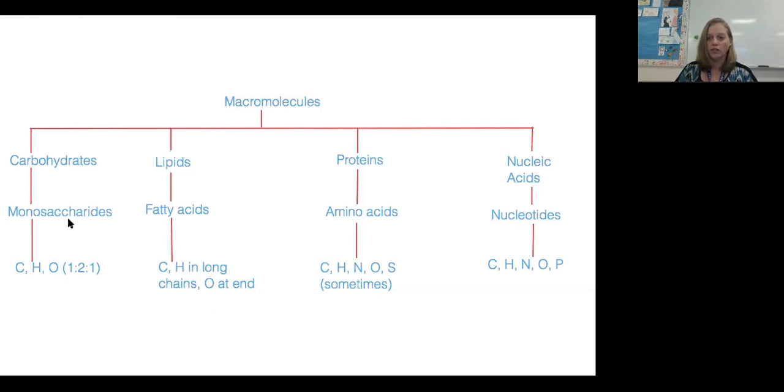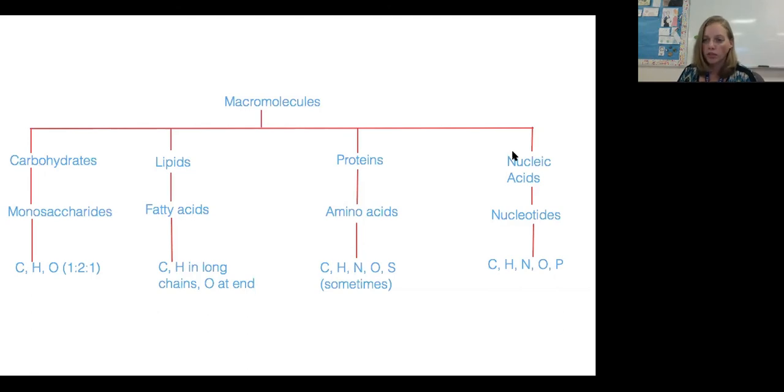There are four kinds of macromolecules that we've discussed: carbohydrates, which are your sugars; lipids, which are your fats; proteins; and then nucleic acids. We've mentioned DNA and RNA, and you've also heard me talk about a third, ATP, which your body can use for energy. This is a modified nucleotide, and we'll talk about it a little bit more in detail later in the semester.